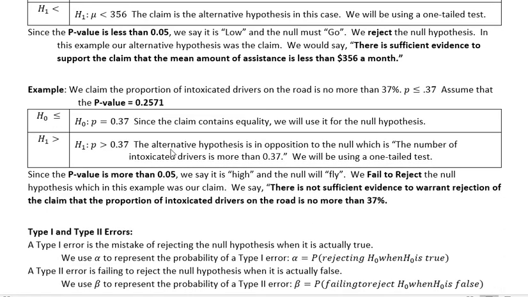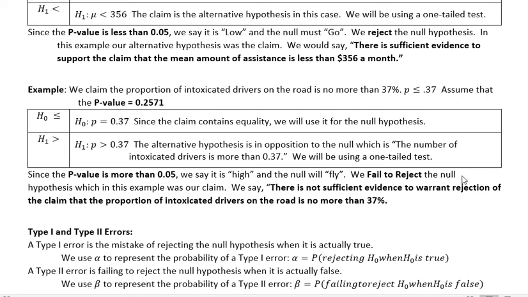Okay, and finally, we claim the proportion of intoxicated drivers on the road is no more than 37%. Well, no more than is a less than or equal to, so that does contain the equality. That makes that claim our null hypothesis. The p-value I have here is 0.2571. That means that it is higher than our significance level of 0.05. We say it's high, the null will fly.